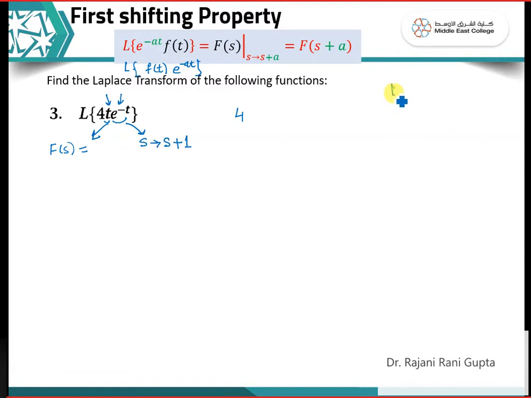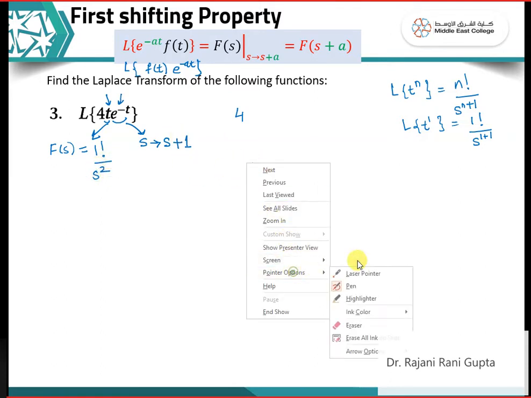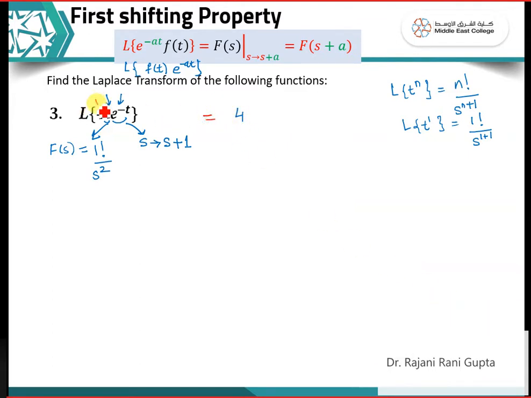So the rule for Laplace transform for t power n is n factorial over s to the power n plus 1. Here n is 1, so for Laplace transform of t power 1, it becomes 1 factorial over s power 1 plus 1, that is 2. So 1 factorial over s power 2. Now we will substitute it in the formula. So because of this number, 4 times f(s), s replaced by s plus a.